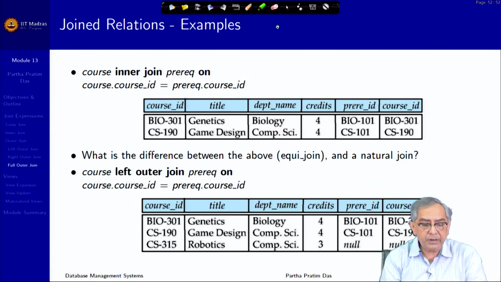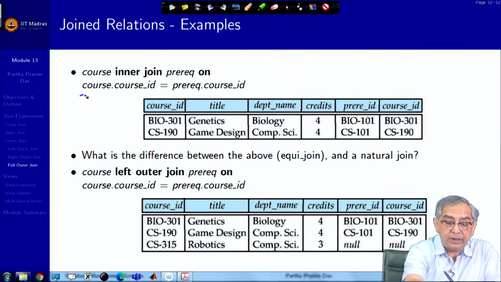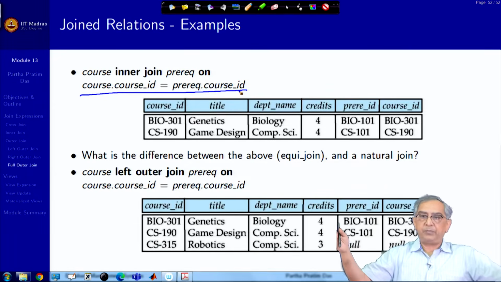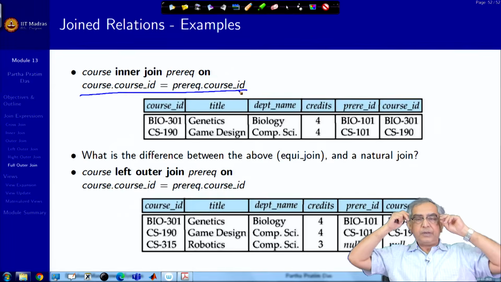So some more examples. Course inner join prereq on. The "on" is saying what you are joining on. So this is the join condition. Without that also it will join on this because the names are the same, but I just wanted to show you that you can put some additional condition, and, or, etc. It's a predicate. We didn't talk specifically about that.